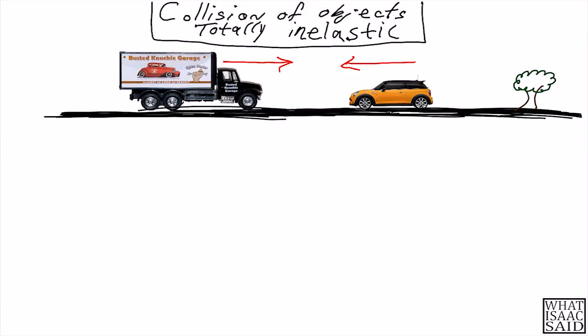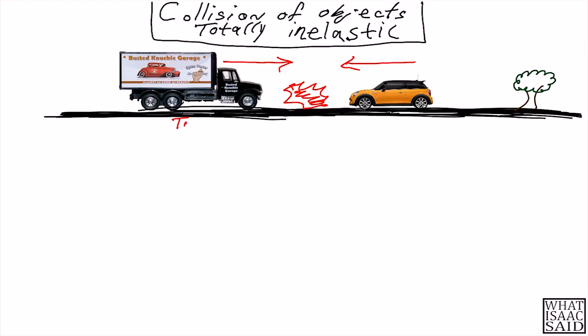So I have two vehicles here. I have a pretty big truck on my left-hand side and a small compact sports car, I think that's a Mini Cooper or something like that. These two vehicles are driving head on, and they're going to collide right in the center. They're going to stick to each other, and we're interested in finding the final velocity of both vehicles stuck together as they collide with each other.